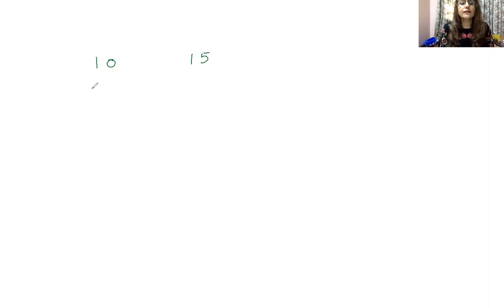So let's start with 10. Which is the lowest prime factor? That is 2. 10 is divisible by 2, so we will get 5 here. Another prime factor is 5. So the prime factors of 10 are 2 into 5.